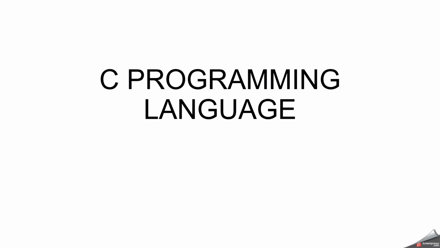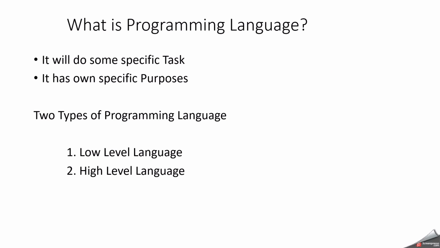In this video, we are going to discuss the C programming language. It's one of the important programming languages for software students and software professionals because other languages are basically based on C. Before we start to discuss the C programming language, first we should understand what a programming language is. Basically, a programming language is designed to do some specific task, and at the same time each programming language has its own specific purpose as well. Till now, thousands of programming languages have come into form.